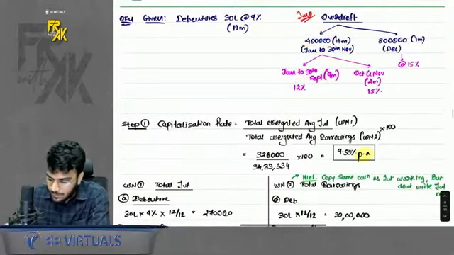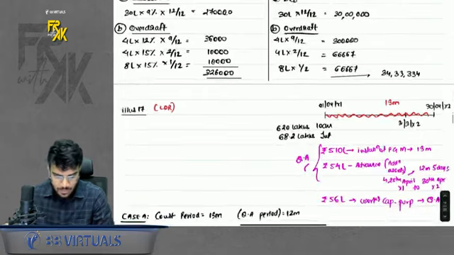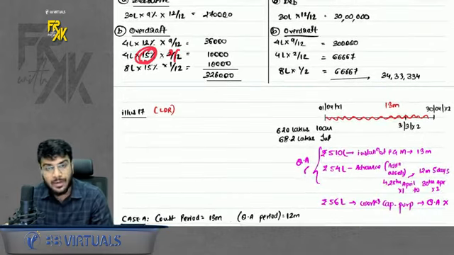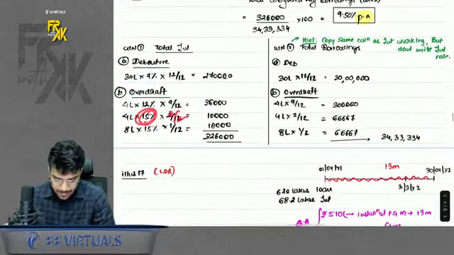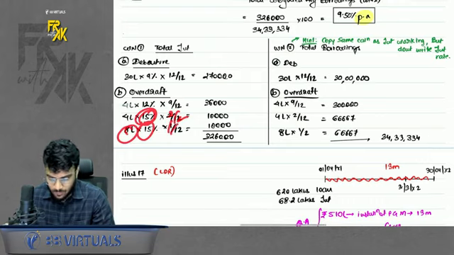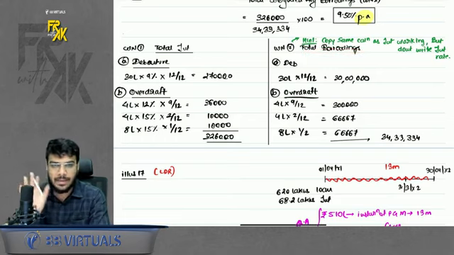Then when the principal amount was 4 lakhs, for the remaining 2 months the rate was 15%. So 4 lakhs into 15% into 2 by 12. Then for the remaining 1 month, the rate was 15% at 8 lakhs. So 8 lakhs into 15% into 1 by 12. You will get the total interest. Then you want the total borrowings also. One simple hint I gave you.